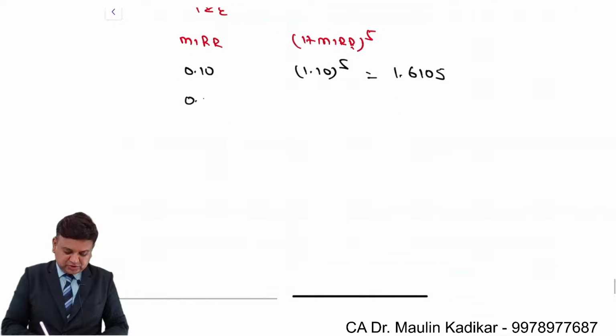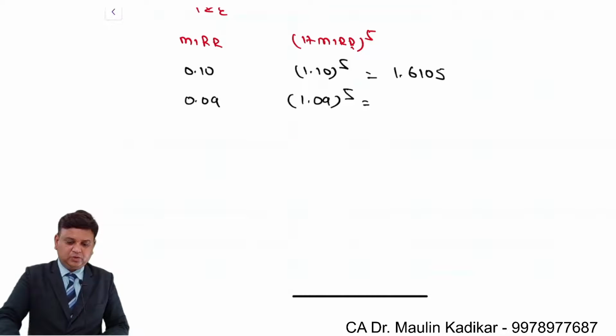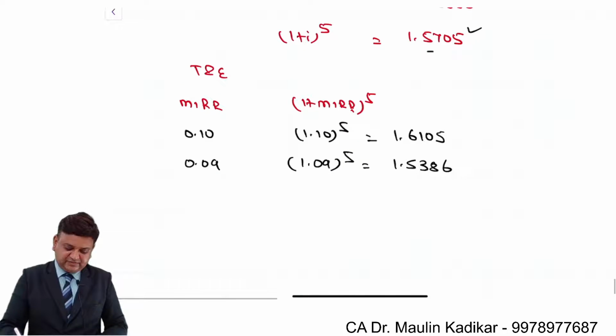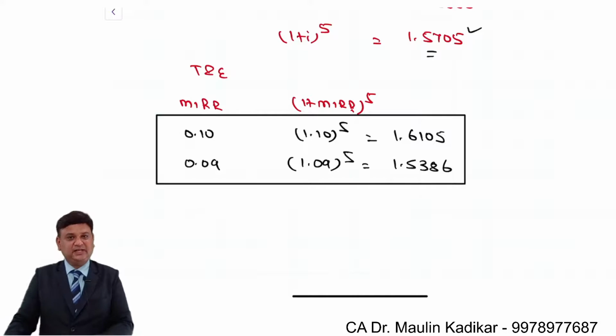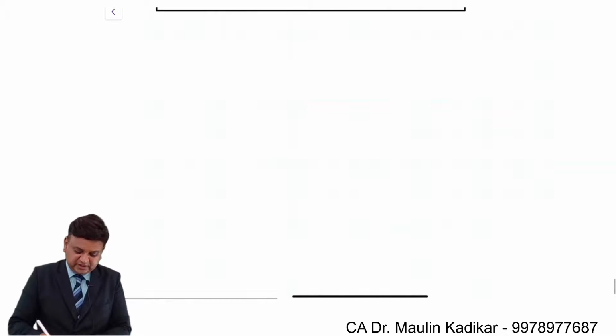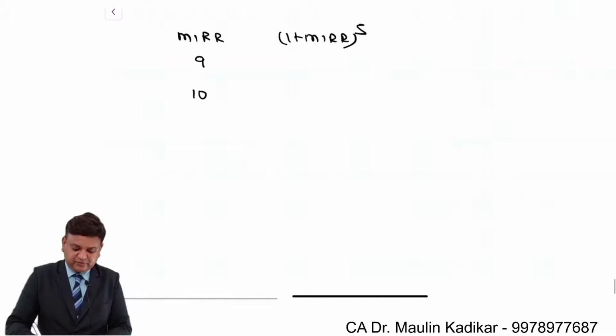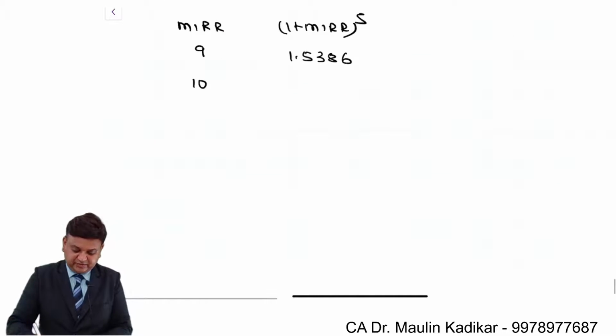Let me take 9%. So 1.09 raised to 5 is 1.5386. Okay. So we understand that 1.5705 is falling between these two values. So the answer is greater than 9% and less than 10%. So let us do interpolation of both of them. MIRR, (1 plus MIRR) raised to 5 for 9% and 10%. For 9% the future value factor is 1.5386 and for 10% it is 1.6105.